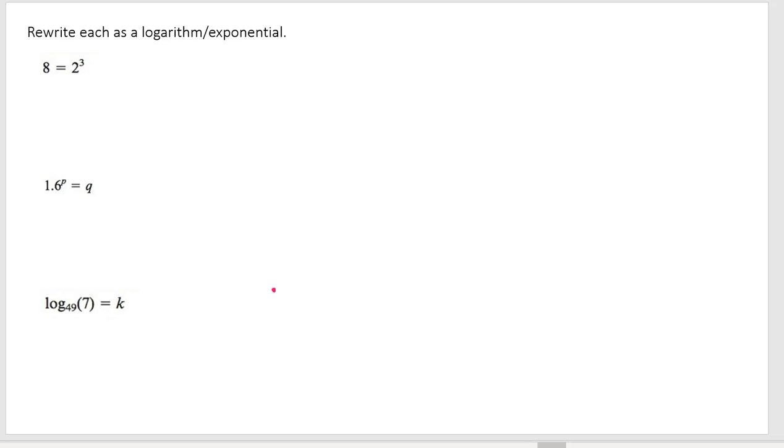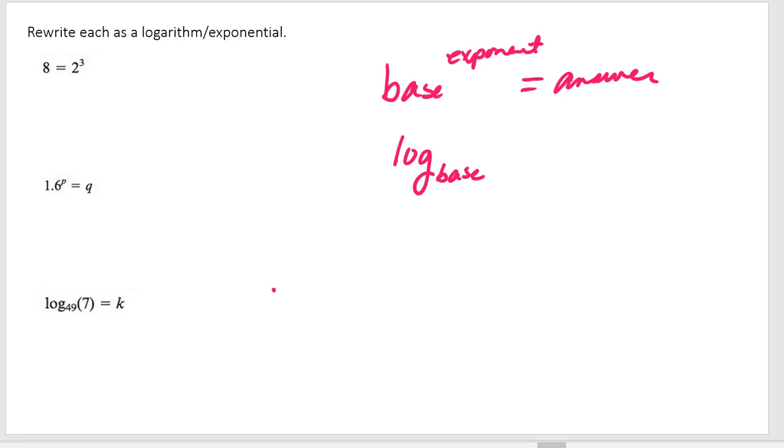In this section, we're going to be going from exponentials to logarithms and then from logarithms back to exponentials. They mean the same thing. So when you see a base with an exponent, we call that exponential, that equals an answer. We could rewrite that as a log, and we'll put the base down here in the subscript. That's the base of the log. And we'll put the answer here next to it, and it's going to equal the exponent. So a log is a fancy way to write an exponent.